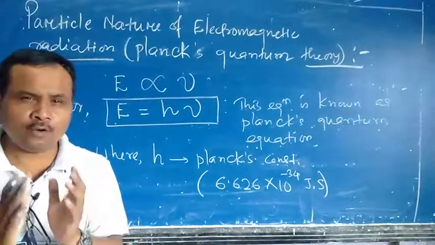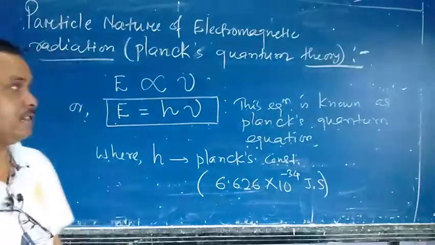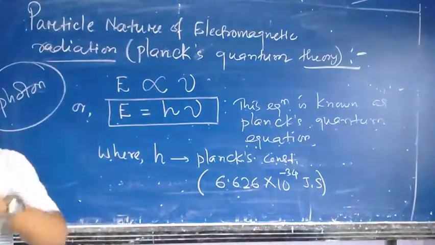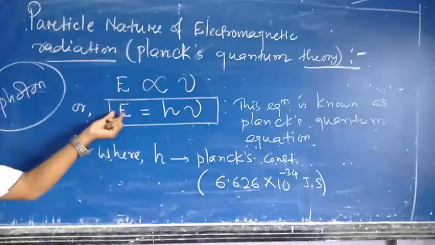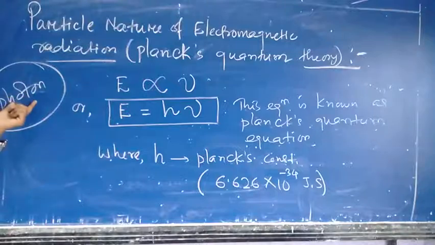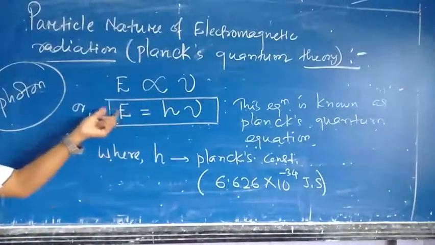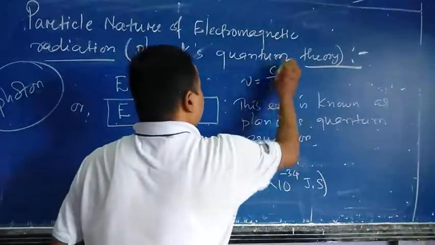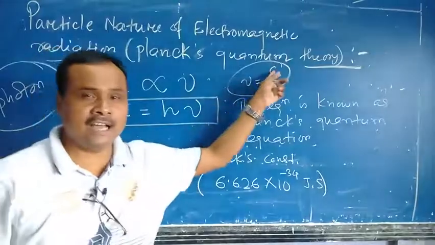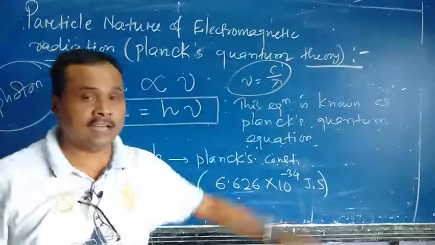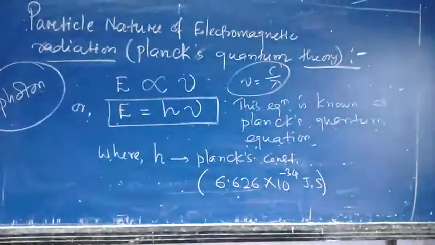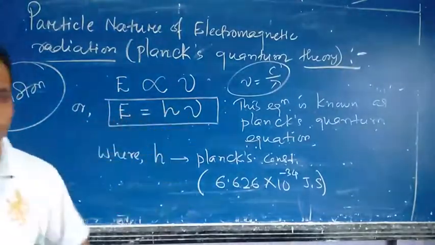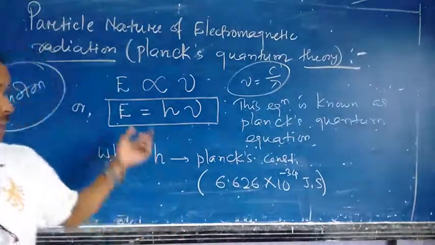In case of light, the quantum of radiation is known as a photon. So the energy E associated with a photon is found by applying this relation: E equals h nu. And we know that nu equals c by lambda, where c is the speed of light and lambda is the wavelength of the light or radiation. So this is the mathematical form of Planck's quantum equation.